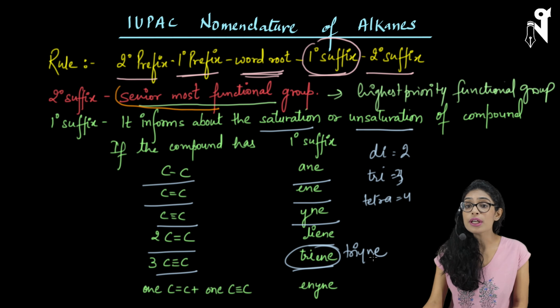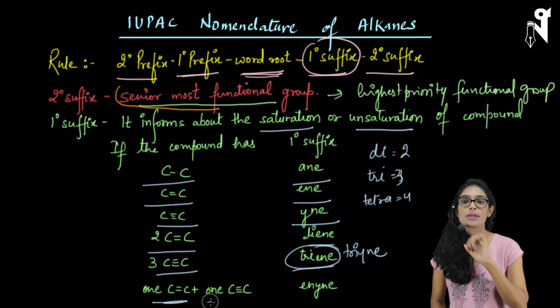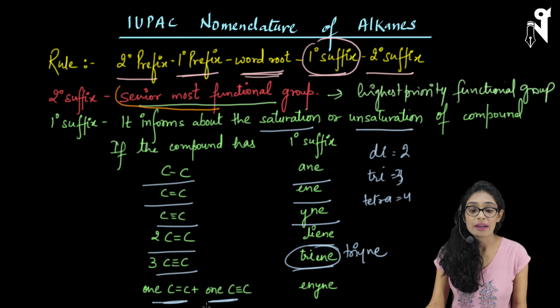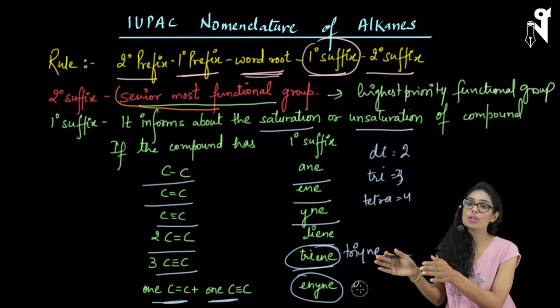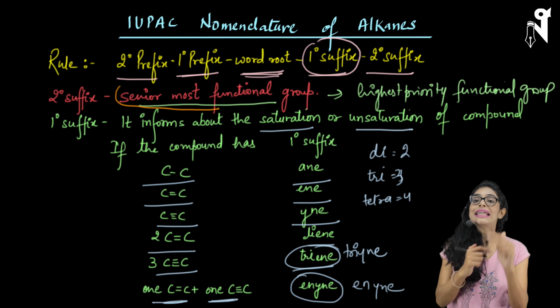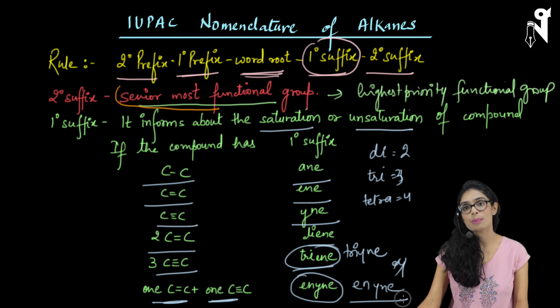If you have a combination of one double bond and one triple bond, let's say you have a compound where at one place there is a double bond and at another place there is a triple bond, in that case, the suffix is going to be "enyne." En represents the double bond and yne represents the triple bond. So the triple bond's name will come later, the double bond's name will come first, and we won't write the final e of ene, since we don't write e and y together. So we will be writing enyne.